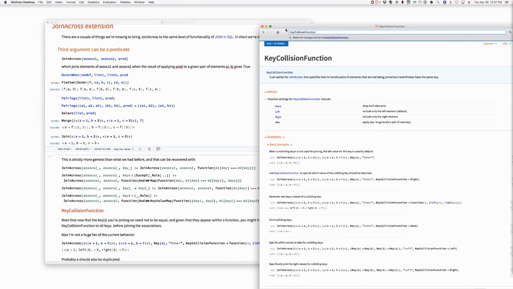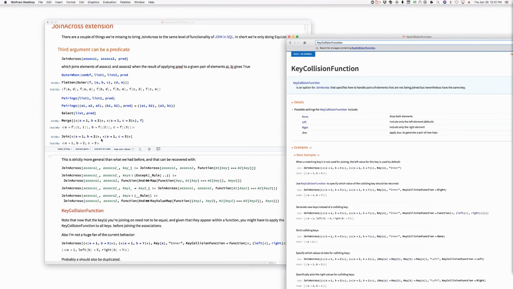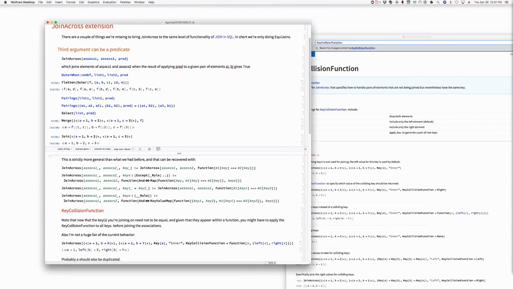But let's go back over here. You say that the analog is apply across, but I'm saying that there's a function here that is the predicate version of outer, so to speak. You get what I'm saying? I think it's almost select of tuples.